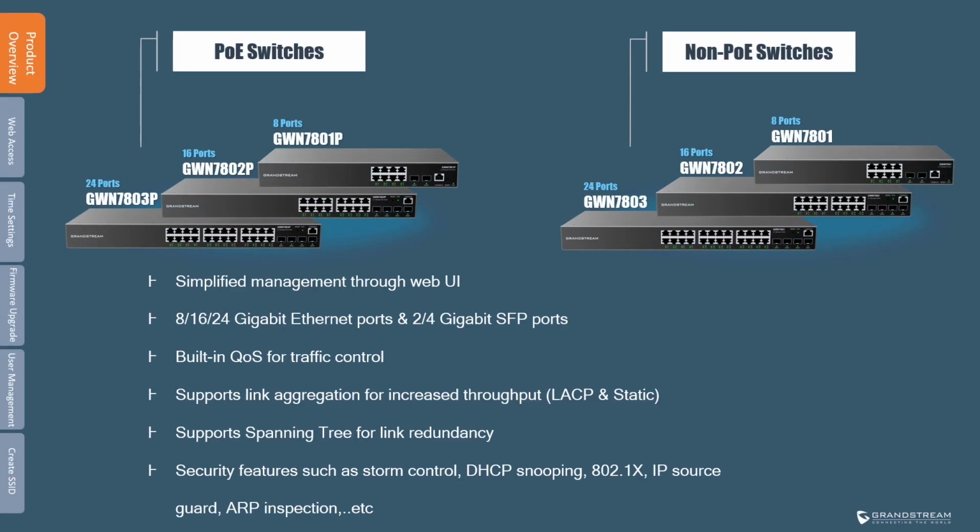First, I just want to introduce the GWN7800 models currently available on the market. There are the models that support dynamic PoE output and the ones that do not support PoE. They offer port density of 8, 16, and 24 gigabit ports and 2 or 4 SFP interfaces. Using the built-in web interface, you can get access to the configuration of many features such as VLANs, QoS, spanning tree, link aggregation, and many other features, including security features.